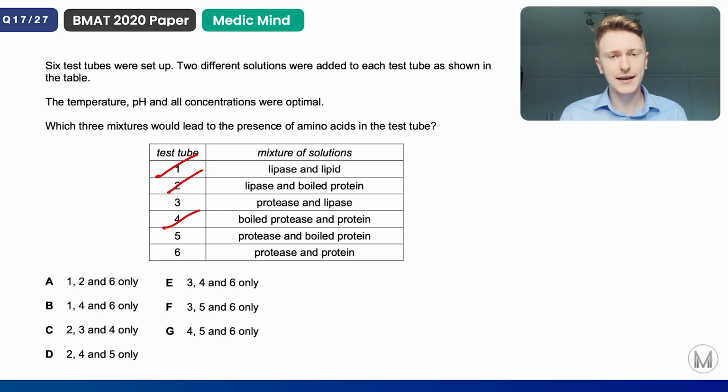Looking at 3, 5 and 6, clearly the protease and protein option of test tube number 6 is a good thing. In terms of number 5, it doesn't matter whether the protein itself is boiled or not, so long as the protease is still active, so the amino acids will still be produced. And finally, test tube number 3, a protease and a lipase. Remember that an enzyme is a protein, so a protease acting on a protein like lipase will always give us amino acids. So the answer here is test tubes 3, 5 and 6. That is answer option F.